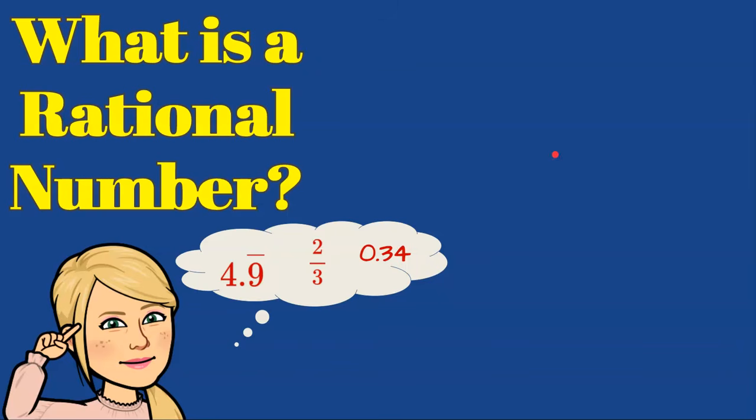So there we have it. That is what a rational number is. So I hope you are able now to classify and identify rational number values, and that we have reviewed how to convert fractions to decimals and decimals to fractions.